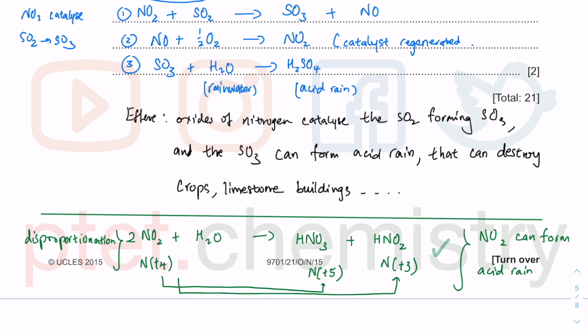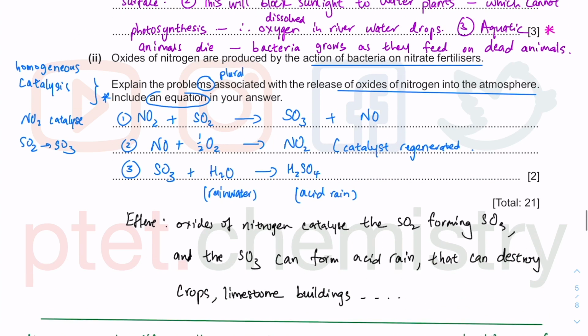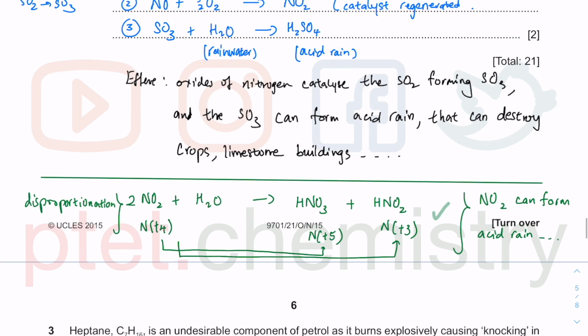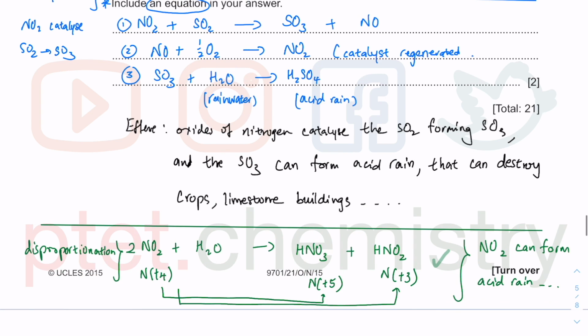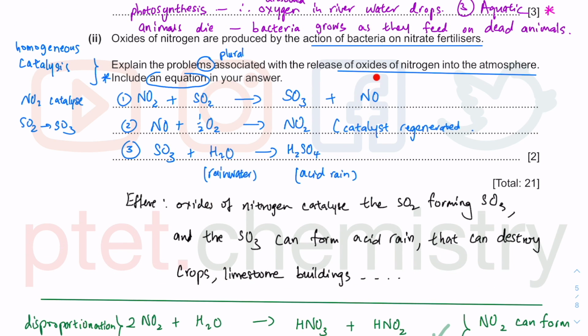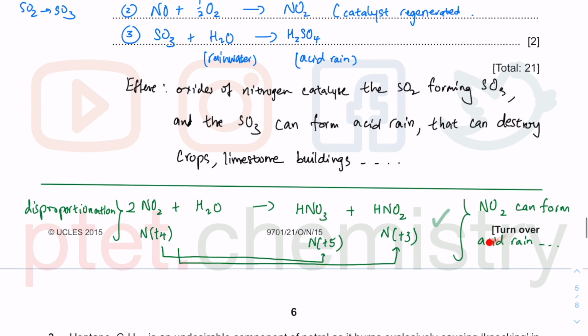And then obviously you can say that the oxide of nitrogen can form acid rain, and this acid rain can destroy crops and limestone buildings and whatnot. So this is NO2 catalyzing the SO2, giving SO3 that can go on to form acid rain. This is NO2 dissolving in the rainwater to give you the acid rain itself. Both of them could be accepted as the problem associated with this oxide of nitrogen to the atmosphere. In hindsight, this is probably more direct. I should probably have written this instead of this.